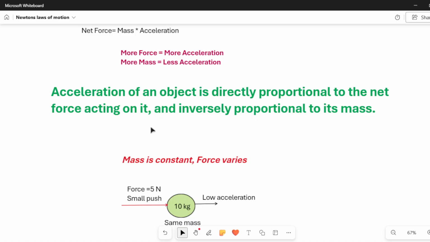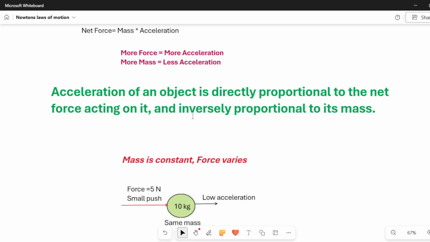So I am having a ball. If I push the ball slowly, what will happen? It will only move a small distance. If I push it fast, it will move a long distance. It will speed up fast. If I push slowly, it will speed up slowly. So that is what explains the acceleration of an object is directly proportional to the net force acting on it. And that is more force, more acceleration. So this has been answered.